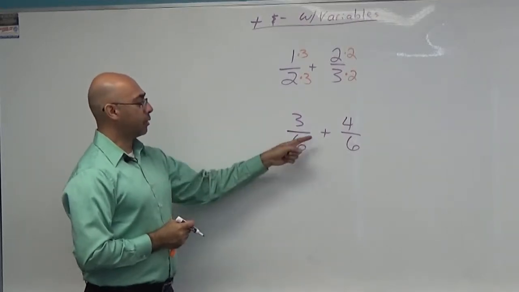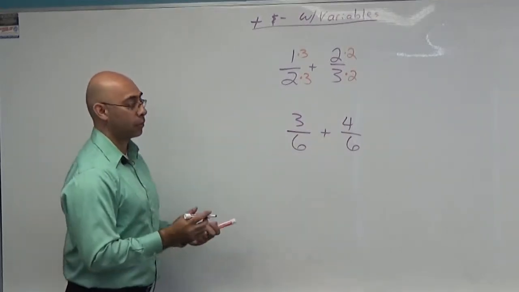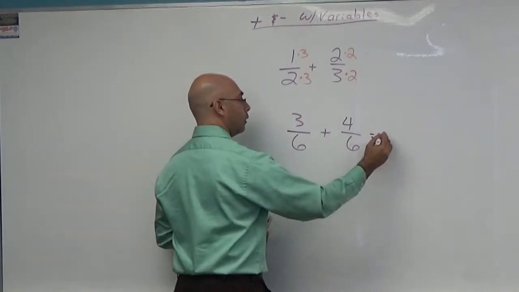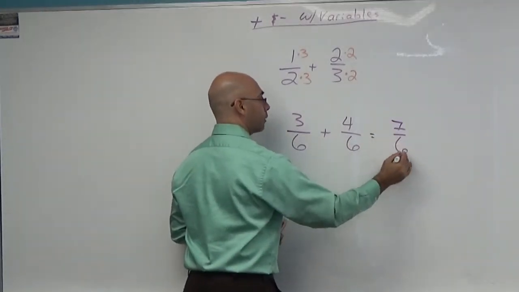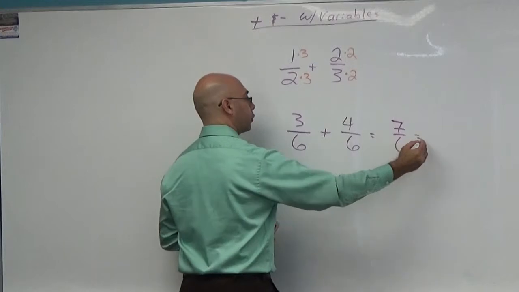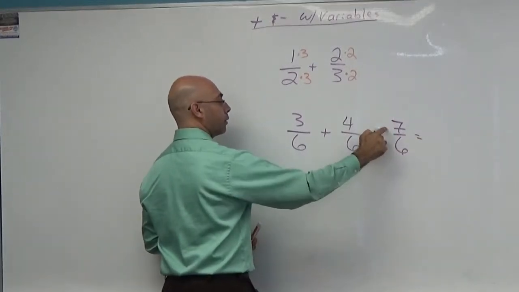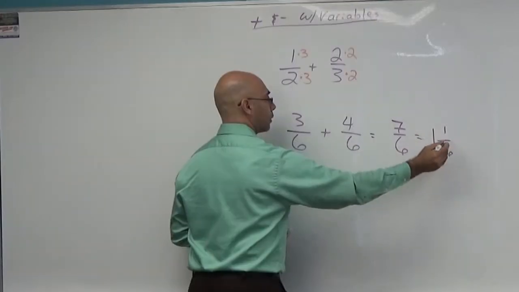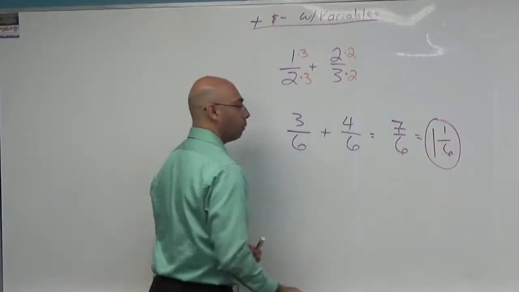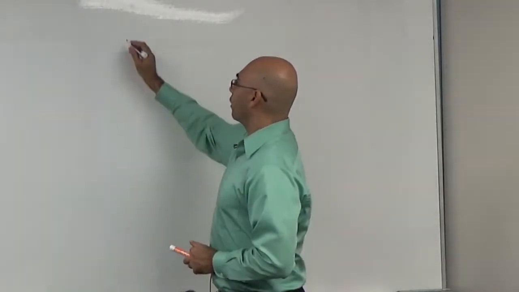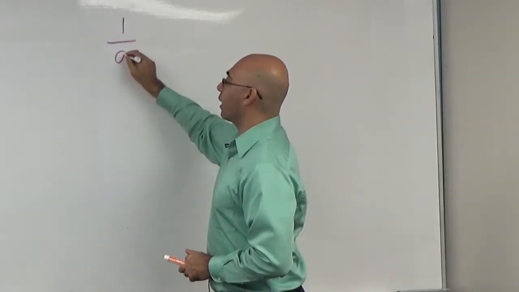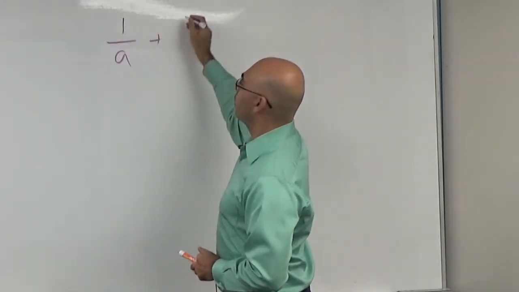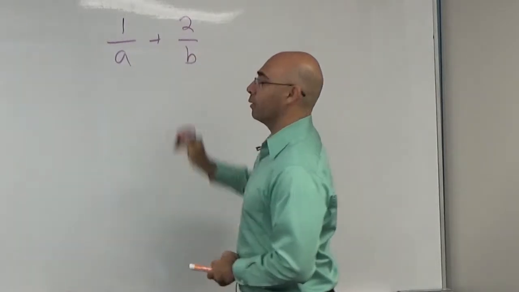You have 3 6s and 4 6s. So how many 6s do you have? 7 6s. Or if you actually divide, how many times does 6 go into 7? Once, with 1 left over. Bottom number just stays the same. There you go. What if I had, let's see, 1 over A plus 2 over B?